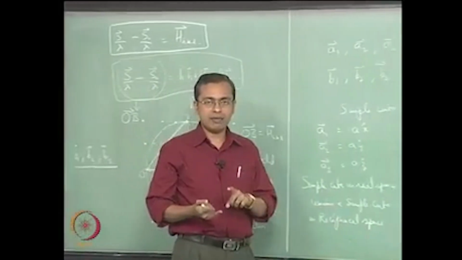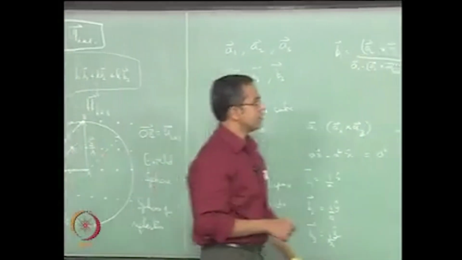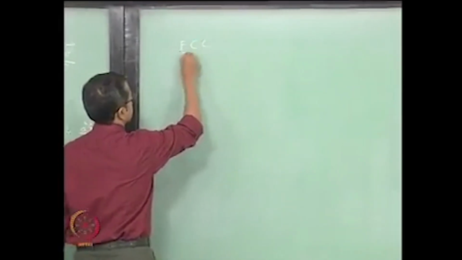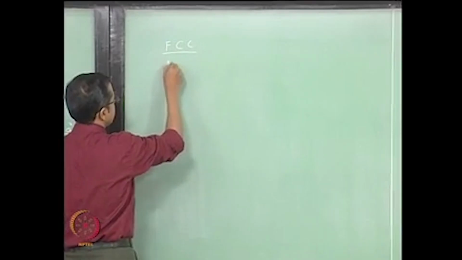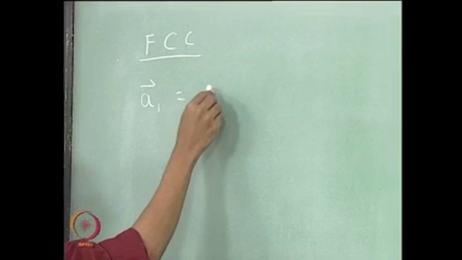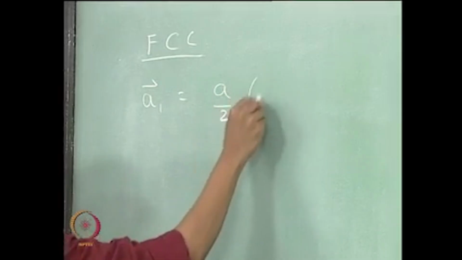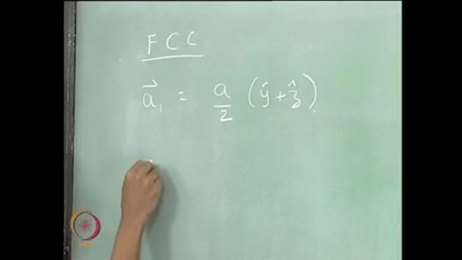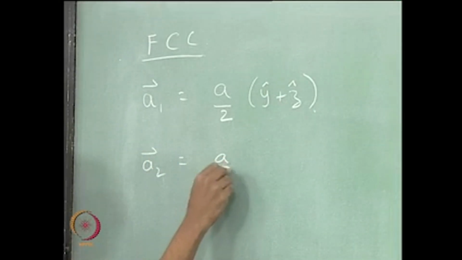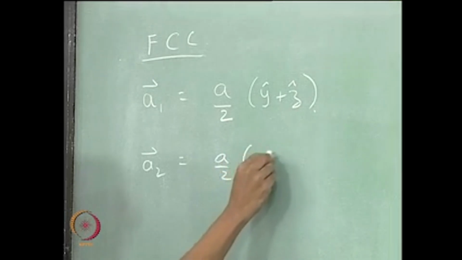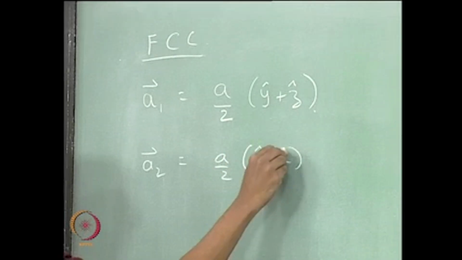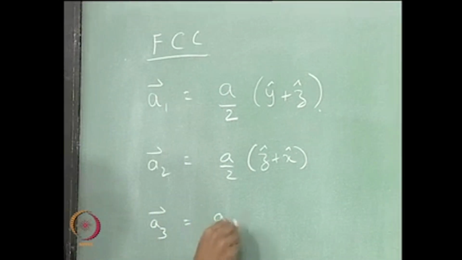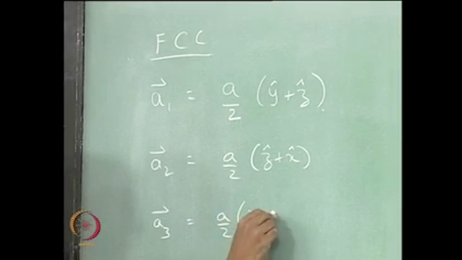We will also look at face centered cubic and body centered cubic. So we will start with face centered cubic. Here by convention A1 is designated as A by 2 (y plus z), A2 as A by 2 (z plus x), and A3 as A by 2 (x plus y).